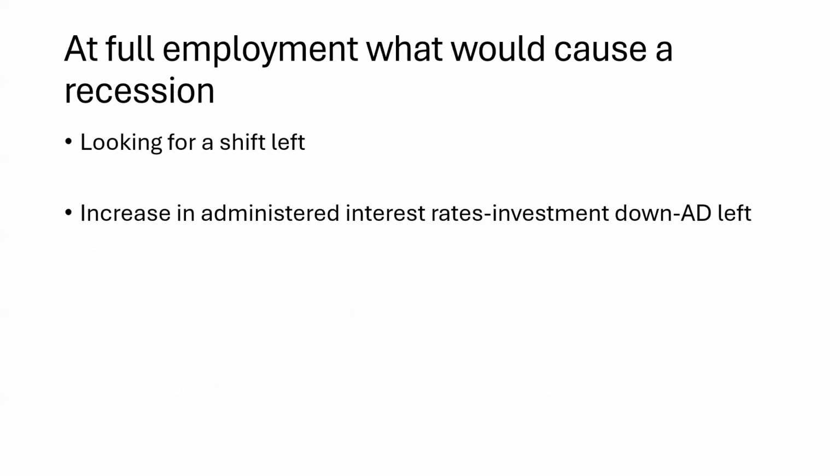All right, 15 and 16. Currently at full employment, which of the following would most likely cause the United States to fall into a recession? Anthony, which way does aggregate demand shift to get us into a recession? All right, so I gotta look at what's gonna shift AD left. E, as in element, an increase in administrative interest rates, investment down, AD left. Which one is this? That was 15 and 16.